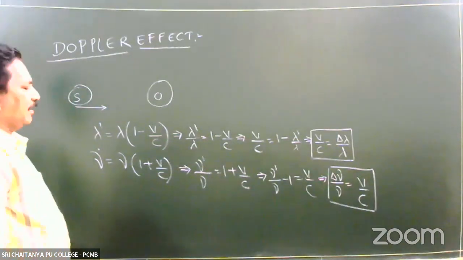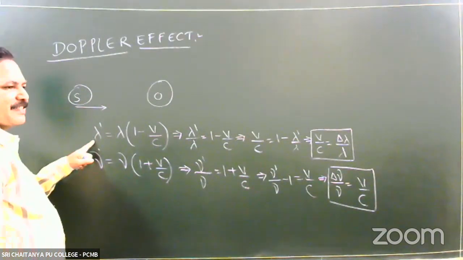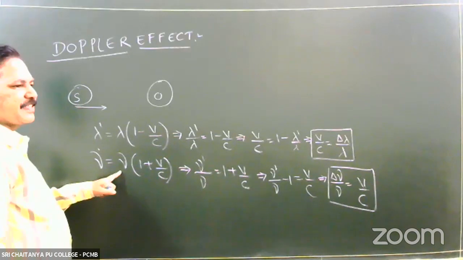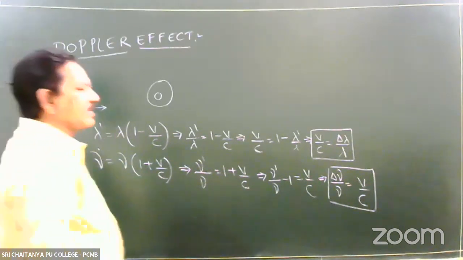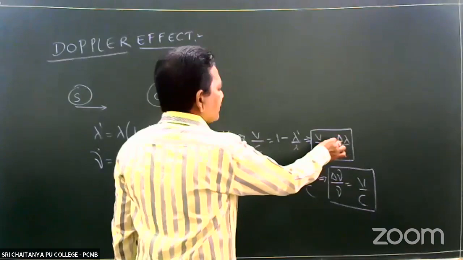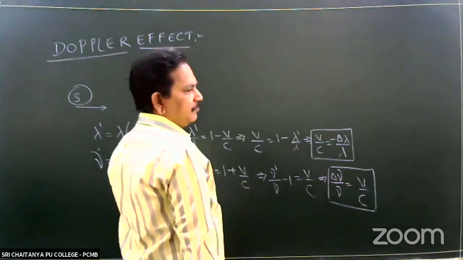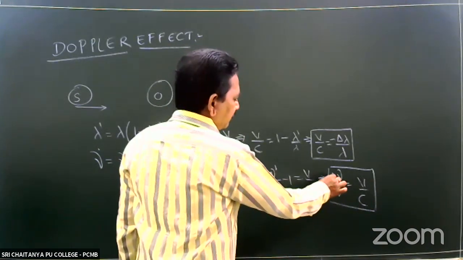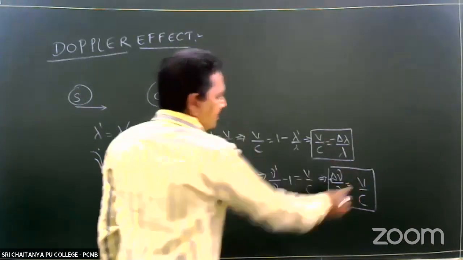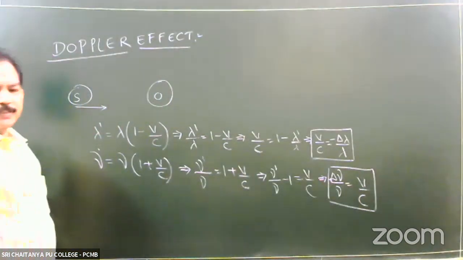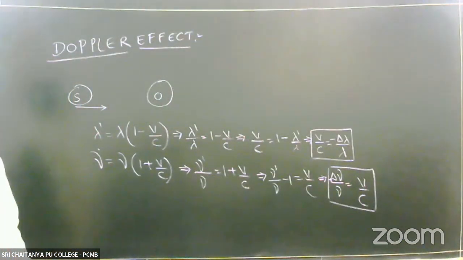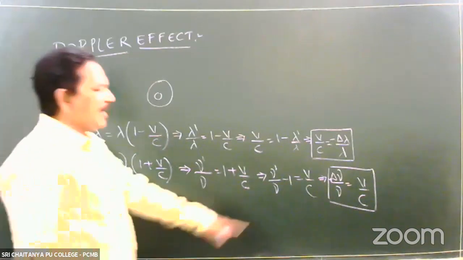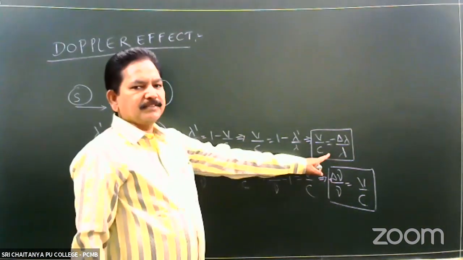Just try to understand. Here the wavelength decreases, and here the frequency increases. Because the wavelength decreases, we take delta lambda as negative; because the frequency increases, we take plus. That's all, the formula is the same: V by C. Fractional change in frequency, fractional change in wavelength. In the case of the Doppler effect, for competitive examinations, delta lambda by lambda is equal to minus V by C.